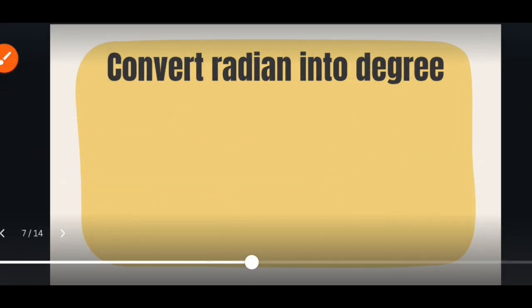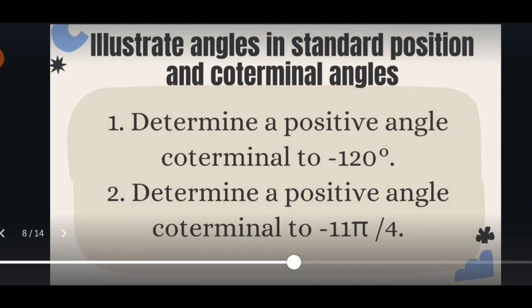And now, let's proceed to another topic, which is the coterminal angles. Before we start, let's have a short recap about coterminal angles. Coterminal angles are angles that share the same terminal side but have a different measure. To find them, we either add or subtract 360 degrees if we're using degrees. But if we're using radians, we add 2 pi. Let's try two examples. Number 1 is determine a positive angle coterminal to negative 120 degrees. The second one is determine a positive angle coterminal to negative 11 pi over 4.